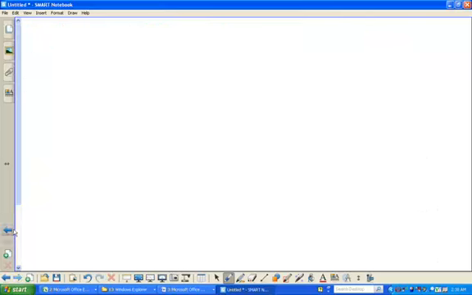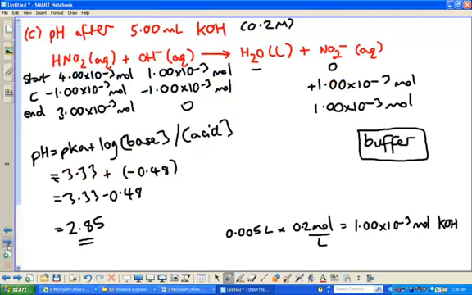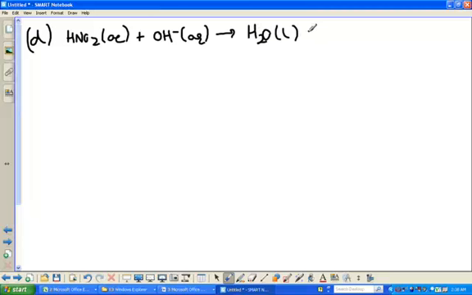Alright, next one, part D. In fact, let's just revisit what the question was: pH at the half equivalence point. Okay, now, I'm going to write out the equation again that we're dealing with. So we've got the HNO2 plus OH minus, once again forming the H2O and NO2 minus.